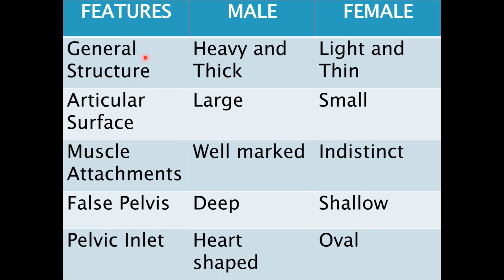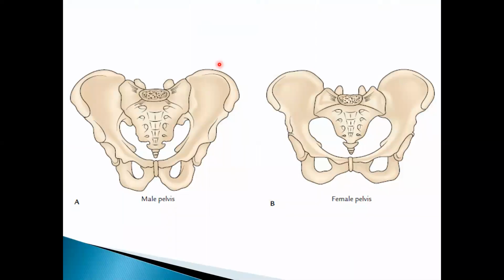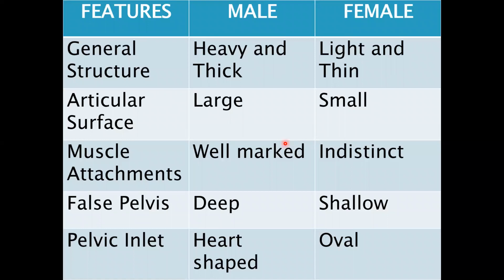The general structure of male pelvis is heavy and thick, and that of female pelvis is light and thin. Here is the male pelvis. You can find it is heavy and thick, and this is light and thin. Then second, articular surfaces are large on male pelvis and small in female pelvis. Muscle attachments are well marked in male pelvis and indistinct or not very prominent on the female pelvis. The false pelvis is deep in males while in females it is shallow.